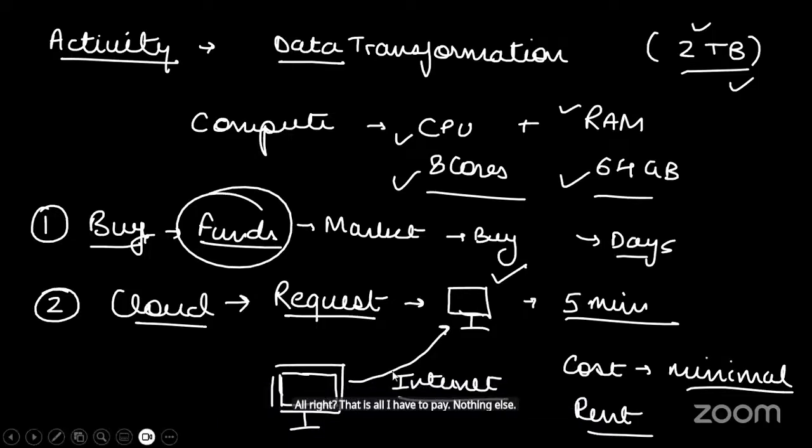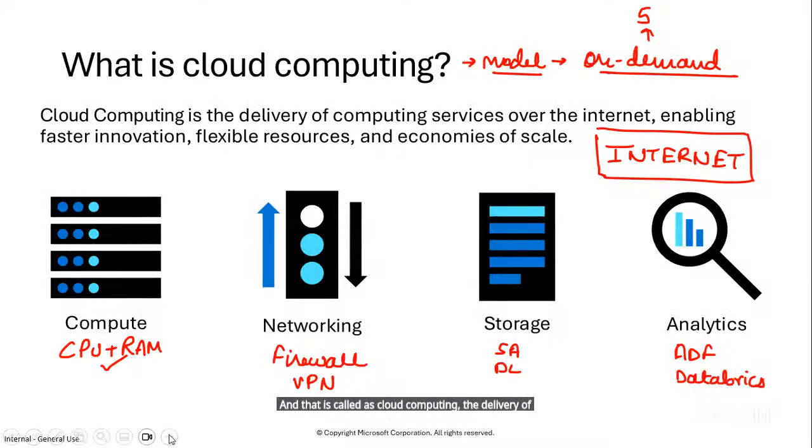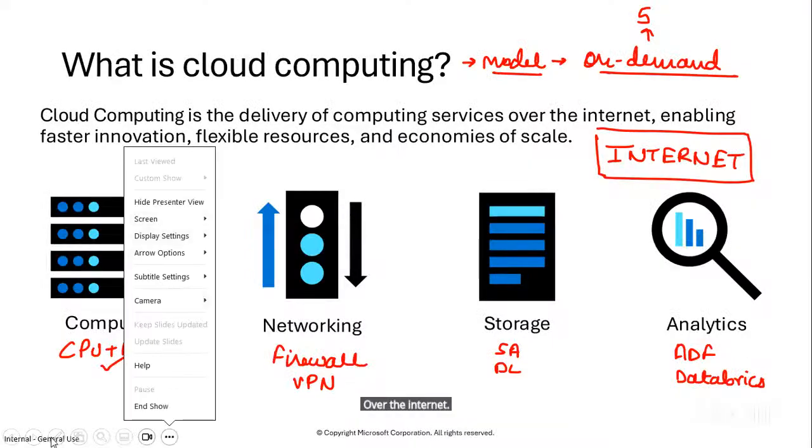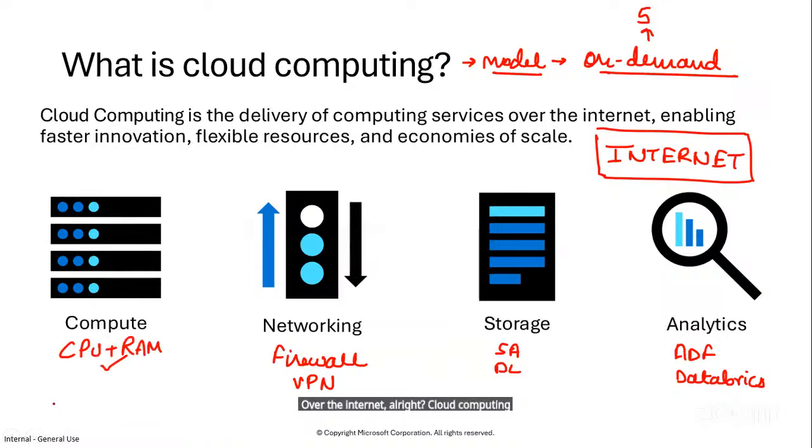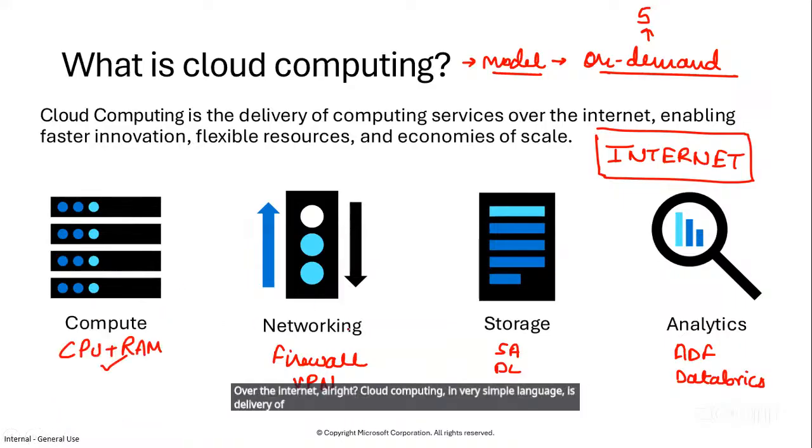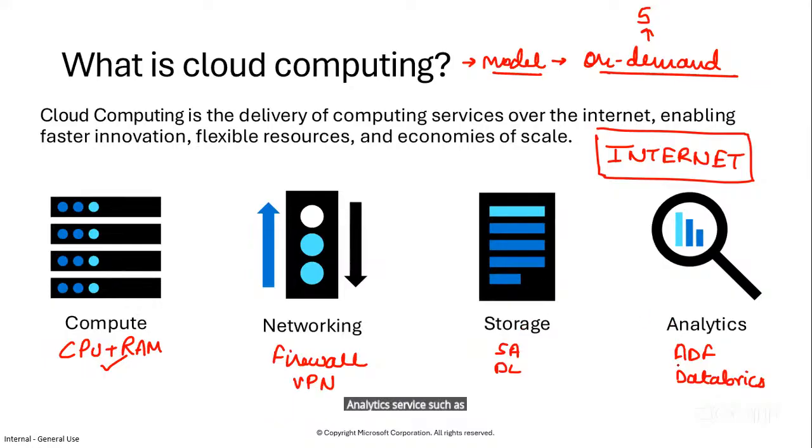And that is called cloud computing, the delivery of resources over the internet. All right. Cloud computing, in very simple language, is delivery of compute resources, networking related resources, storage accounts, analytics services such as Databricks and ADF and Synapse and other services that you would have heard about over the internet, right? On demand and without any human interaction. So you can get all of these resources at a much lesser cost. You have to pay absolutely minimum cost in order to get these resources. Clear?